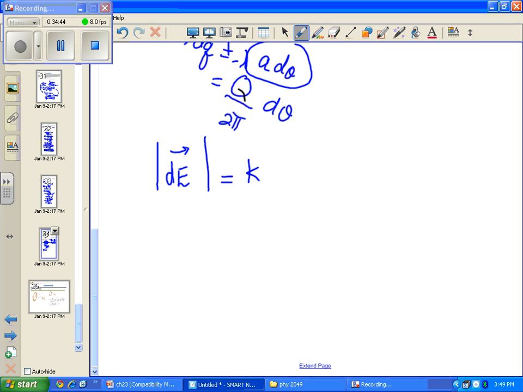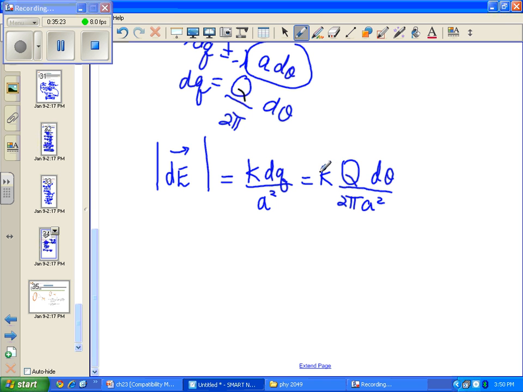write dE magnitude as k dq over a squared. And this time, all the dq's are a fixed distance a from the origin. See, before we had x squared, where we said where does x begin, where does x end. Here, they are all at a distance a. And now we write k dq, and dq is big Q over 2 pi d theta. And then we have an a squared to take into account.